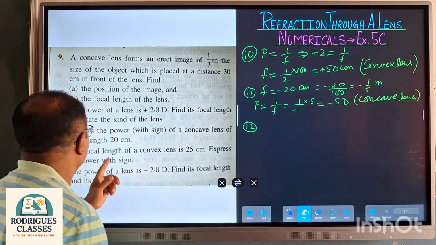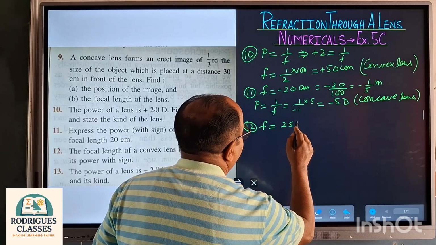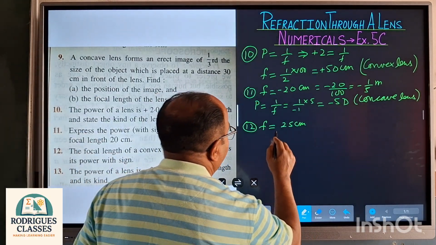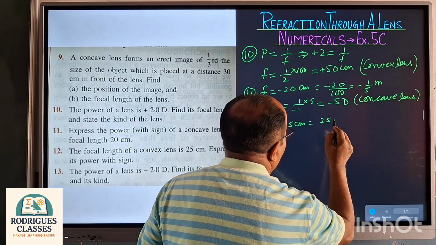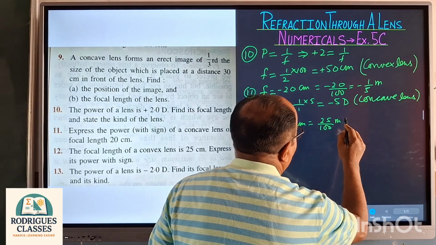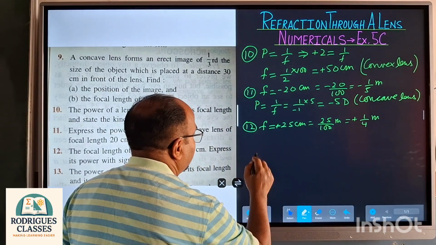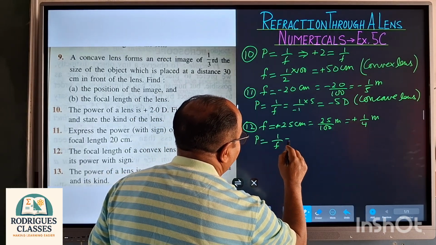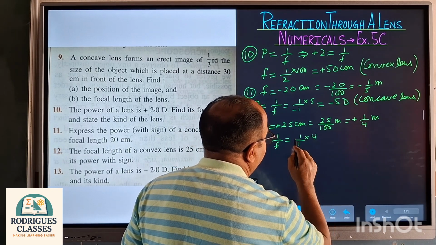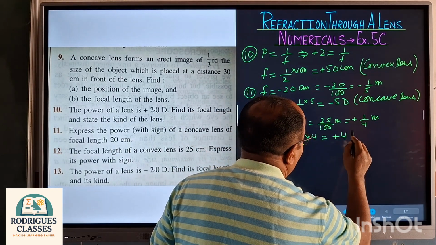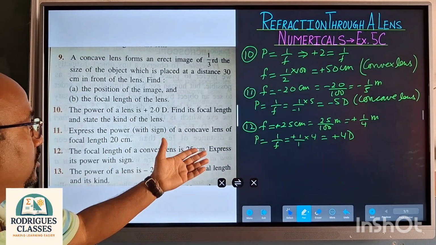So first of all, we write here that focal length is 25 centimeter. Because it is convex, so let us put a sign of plus. Okay, and let us convert it into meter, because we have to find the power. So it will come as plus 1 by 4 meter. So now power is equal to 1 by f. So 1 by f is 1 by 1 by 4, 4 goes here. It is in plus sign, so I get plus 4 diopter. Okay, so power with the sign we have written. So these are very easy ones.